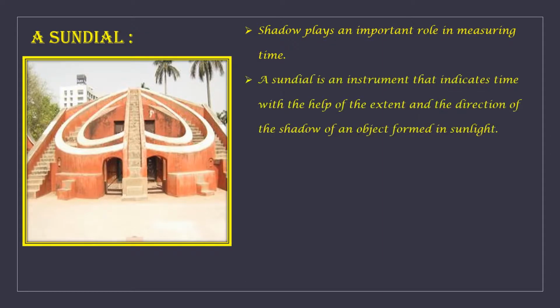Now, what is a sundial? Shadow plays an important role in measuring time, and a sundial is an instrument that indicates time with the help of the extent and the direction of the shadow of an object formed in sunlight.